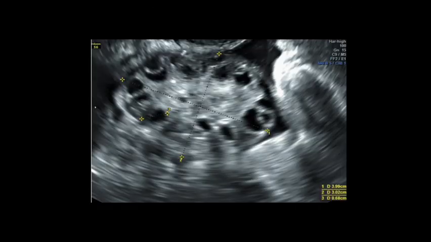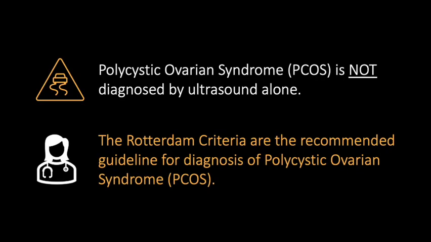Another common finding on ultrasound of the ovaries is this polycystic appearance. However, before we delve into whether or not this is truly PCOS or not, there's a big caveat to get out of the way. And that is that PCOS is not diagnosed by ultrasound alone.